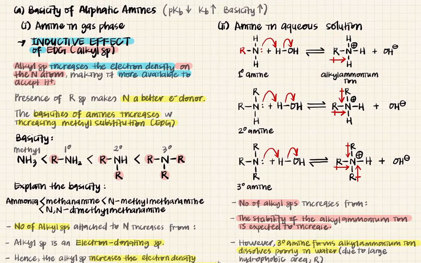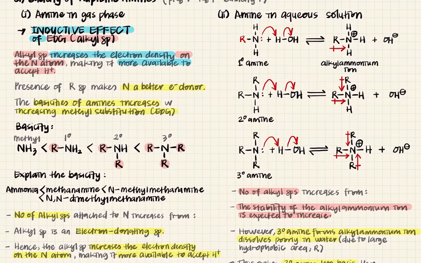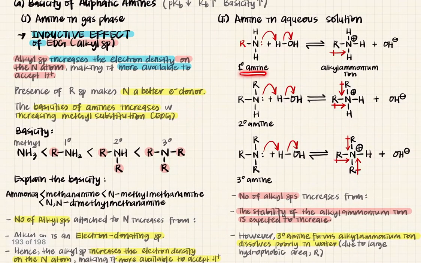Alright, so we're going to look at the first one, primary amine. For primary amine, you have one alkyl group. When you dissociate it in water, you will form alkyl ammonium ion. Like this, you have 4 bonds on nitrogen and you have a plus charge here sebab ada 4 bonds.